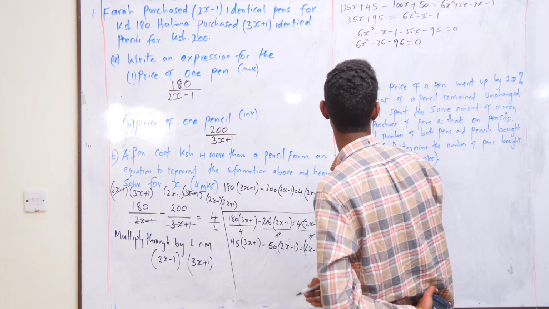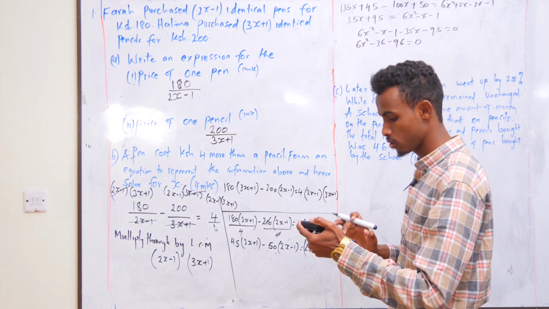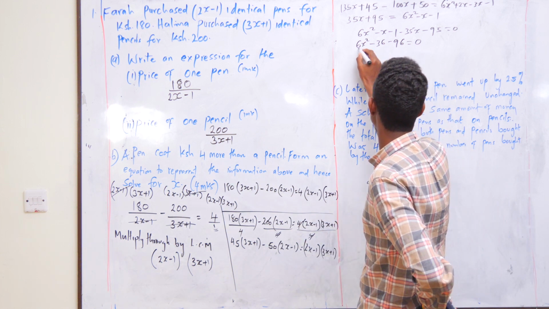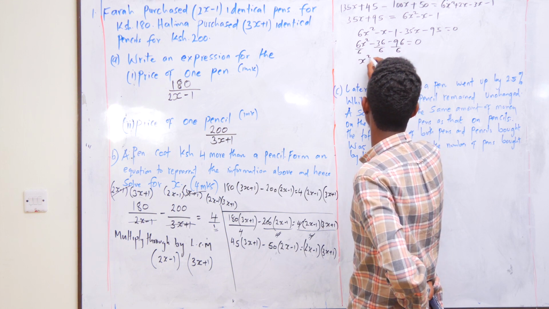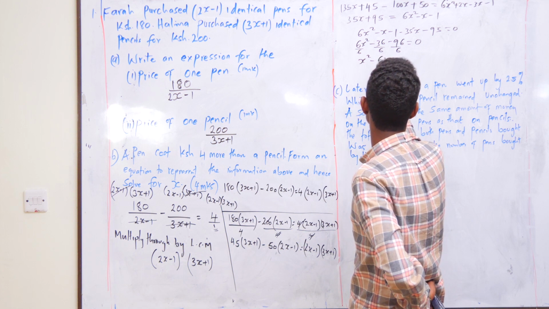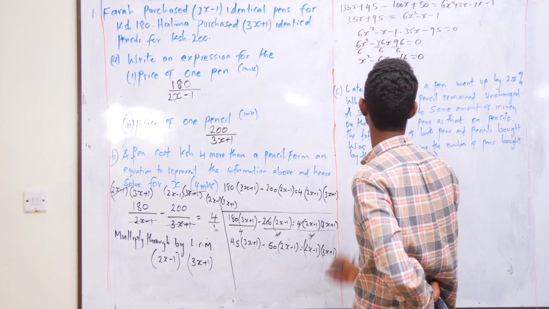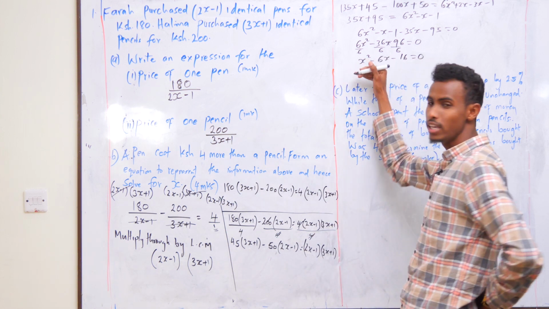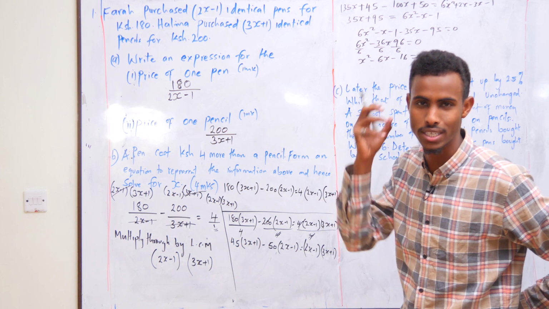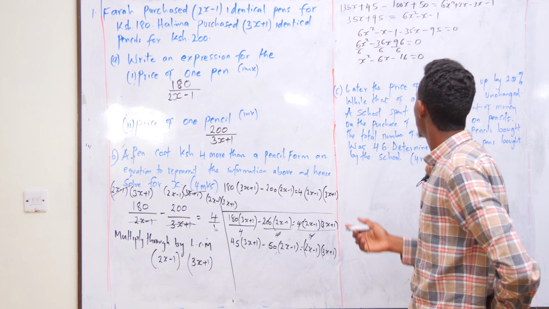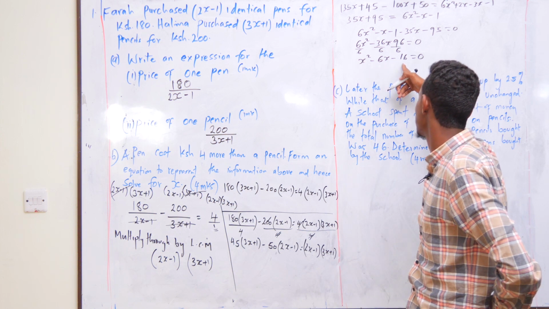Now we can see a common factor here, that is 6. We can divide 6 through. Now this will be x squared minus 6x minus 16 equals 0. Now this is a simplified quadratic equation where the coefficient of x squared is 1, the coefficient of x is minus 6 and the constant is minus 16.